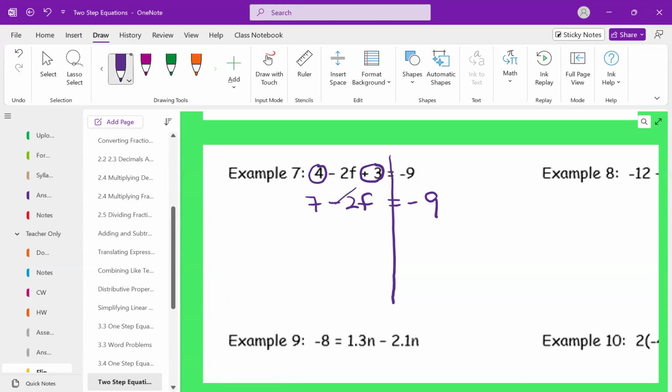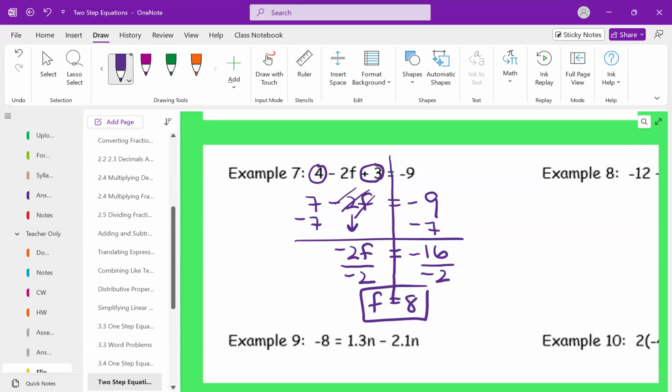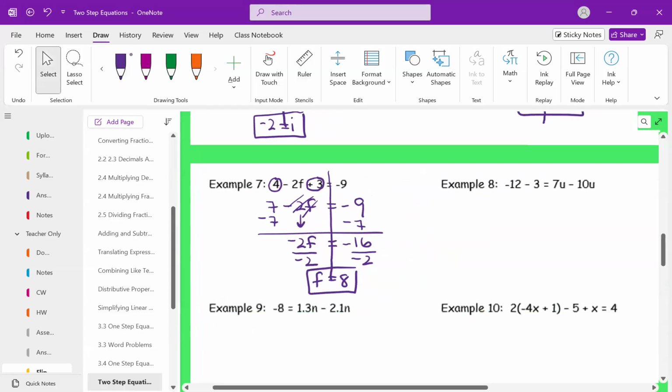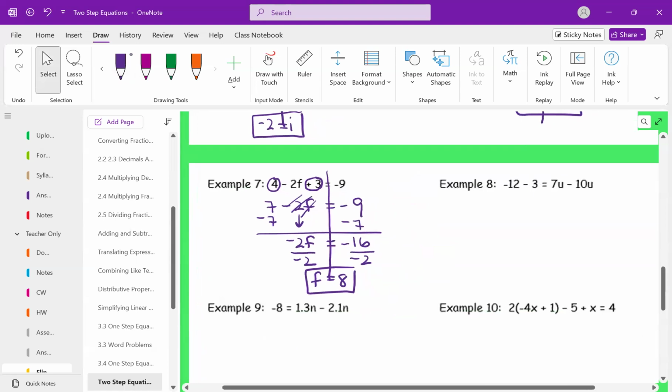Cover up that variable term, use an inverse operation to get rid of the constant. Now your variable term comes down. Be careful to keep that sign precise. Same sign here, add and keep the sign. Divide by your coefficient. And so F equals 8. You try example 8. Remember to combine like terms first.